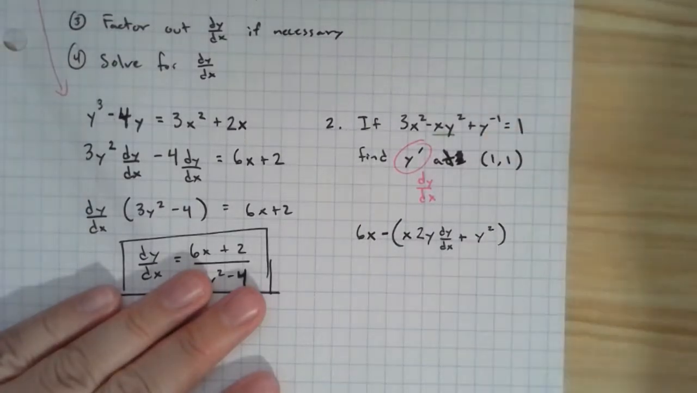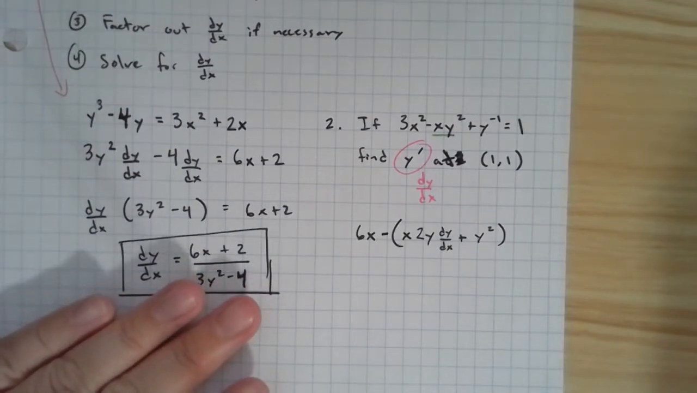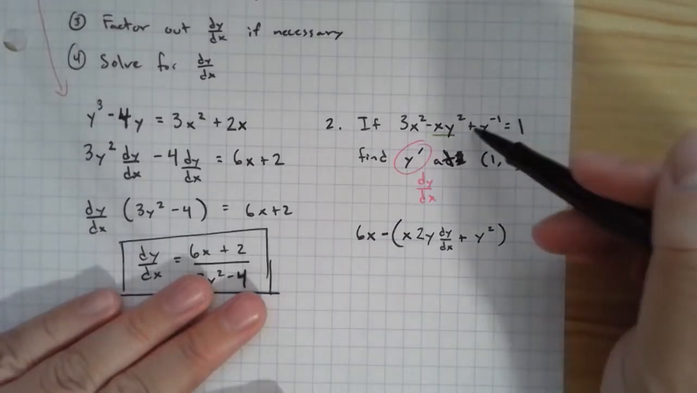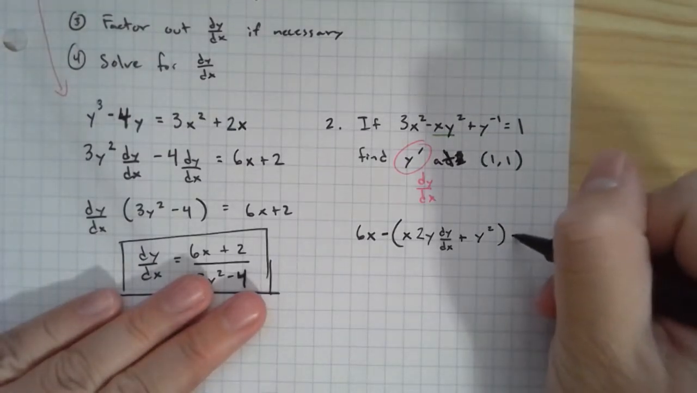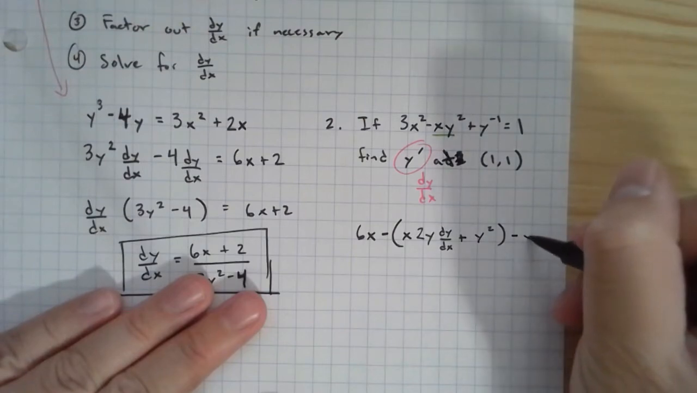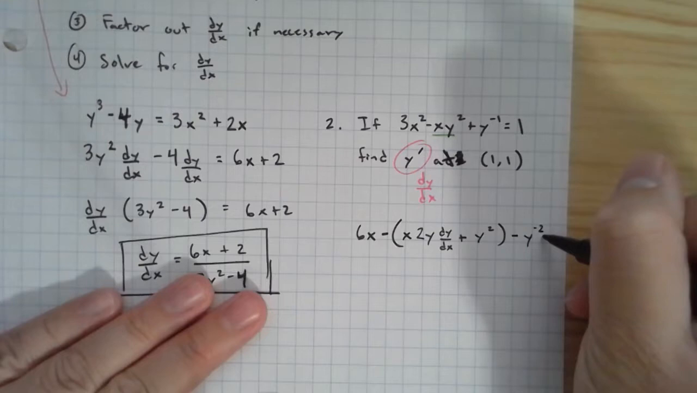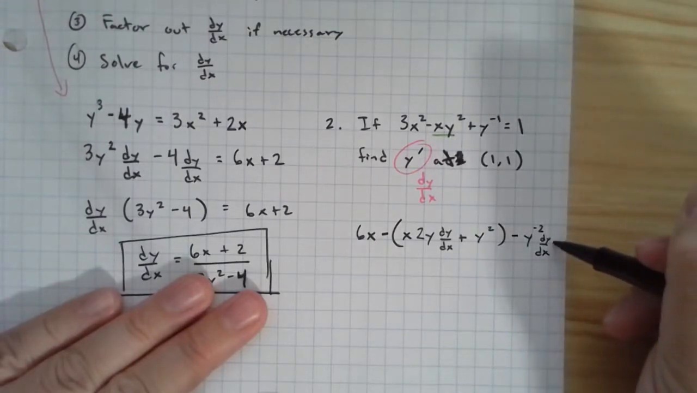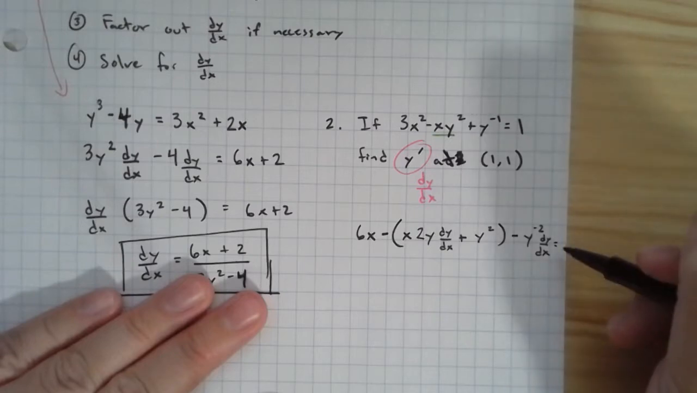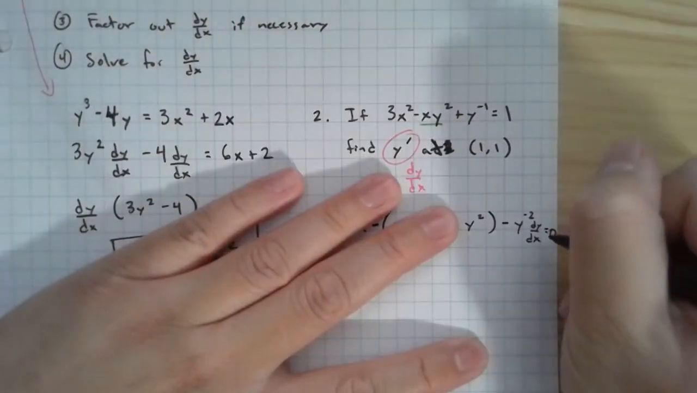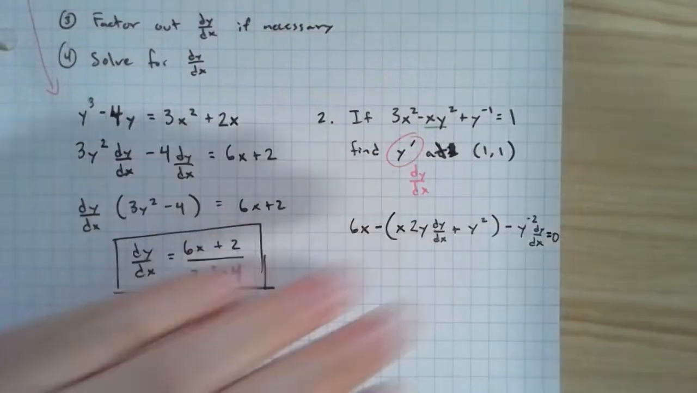And then finally, I'm going to have this guy right there, the y to the negative 1. If I take the derivative there, multiply by the negative 1, so negative y. Then I'm also going to subtract 1 from the exponent, negative 2. Don't forget the dy dx, I'm running out of space there. And then that's all equal to the derivative of a constant, which is just 0. So equals 0.